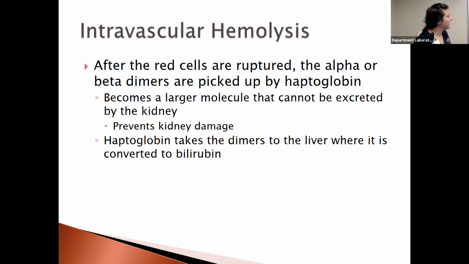This is haptoglobin takes the dimers to the liver where it is converted to bilirubin. It is actually only the protoporphyrin ring 9 portion of the hemoglobin molecule that will be converted to bilirubin.